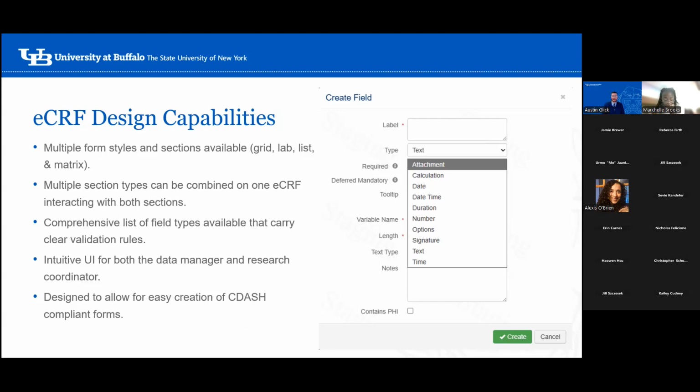It's an intuitive UI for both the data manager and the research coordinator, and it's designed to allow for easy creation of CDASH compliant forms. That's something that I mentioned briefly. CDASH is essentially a data standard that we use a lot in the field, and we can create forms really easily in that format and maintain them within this system.